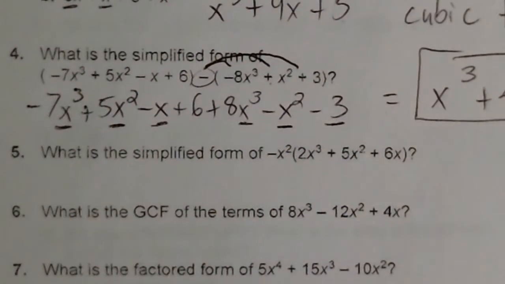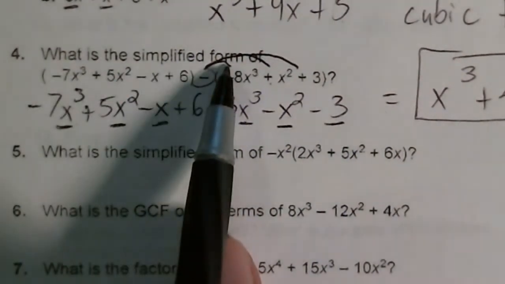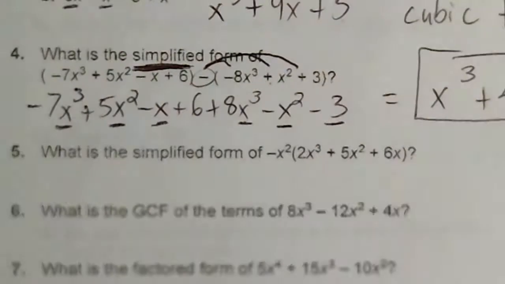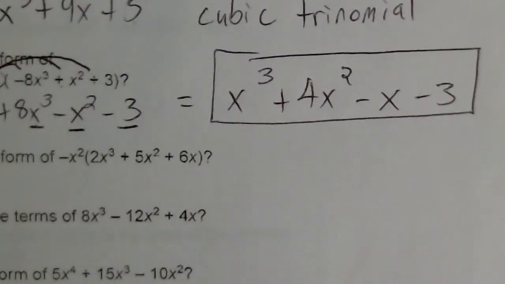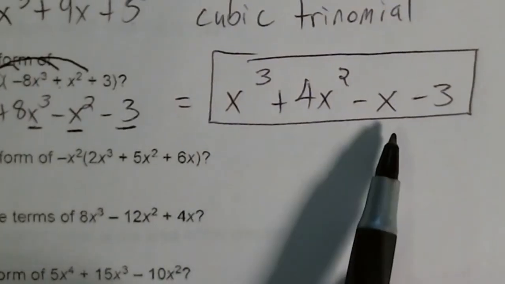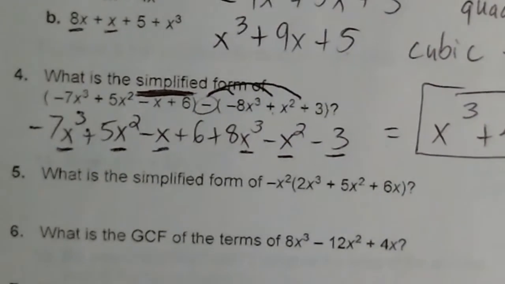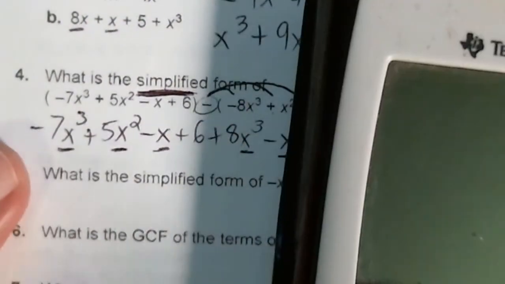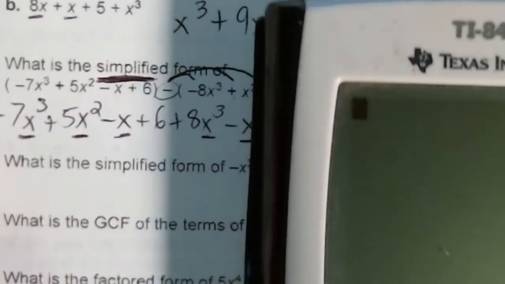Now, does this say classify? No. It just says, what does this simplify? Oh, there's that word, guys. Simplified. Might help if you can actually see the final answer. Okay. X cubed plus 4x squared minus x minus 3. Let's check it. Please don't turn in your quiz and test.